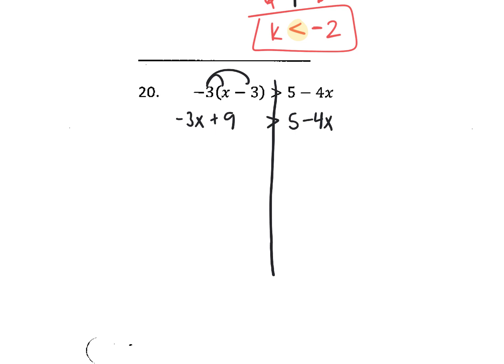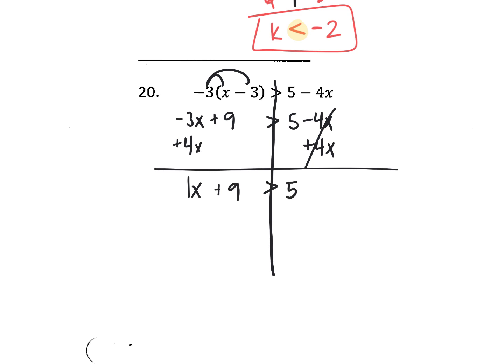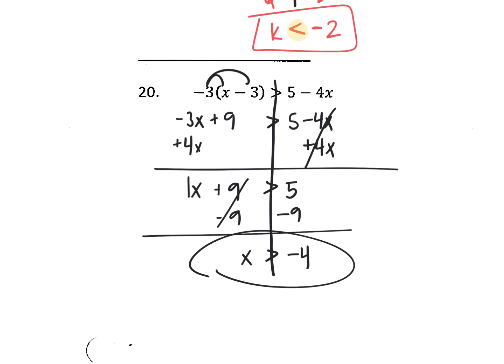Now the first thing I need to do is get all my variables on one side. So I'm going to move the smallest variable. The smallest variable in this case is the negative 4x. So I'm going to add 4x to both sides. And on the left side, I'll get positive 1x plus 9 is greater than 5. One step here, subtract 9, subtract 9. I get that x is greater than negative 4. I don't need to flip any signs because I did not divide or multiply by a negative.